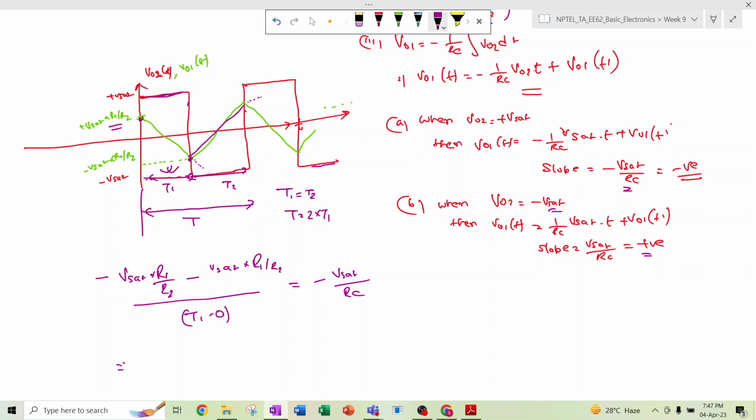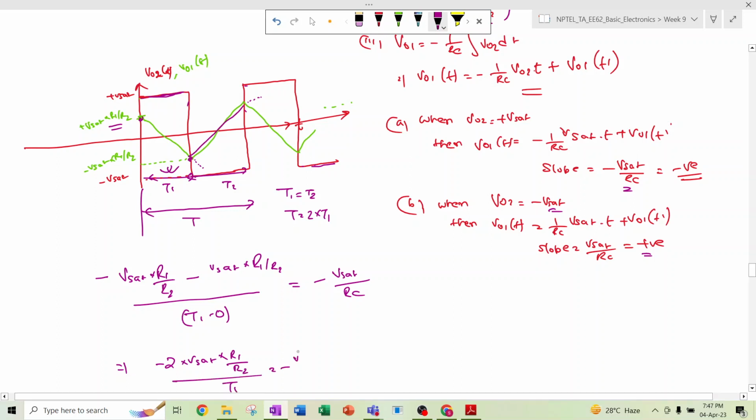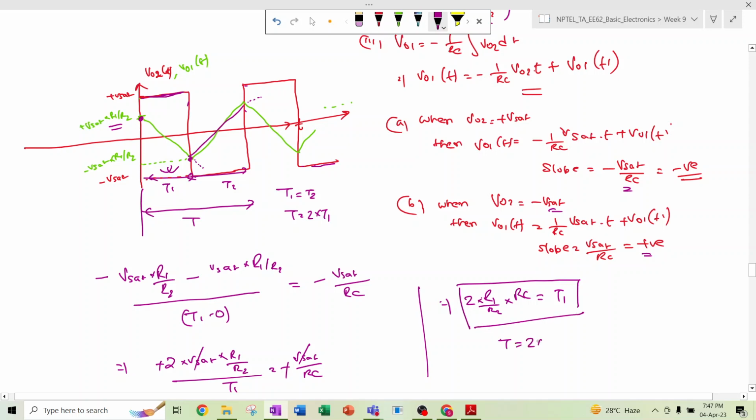Okay, so what is happening? Minus 2 into Vsat into R1 divided by R2 divided by T1 is equal to minus Vsat divided by RC. So minus minus cancels out, Vsat cancels out. Okay, so 2 into R1 by R2 into RC is equal to T1, that is T1 is equal to twice RC into R1 by R2. So what is the value of time period? Time period is nothing but 2 into T1, equal to 4 into RC into R1 divided by R2. This is the time period.